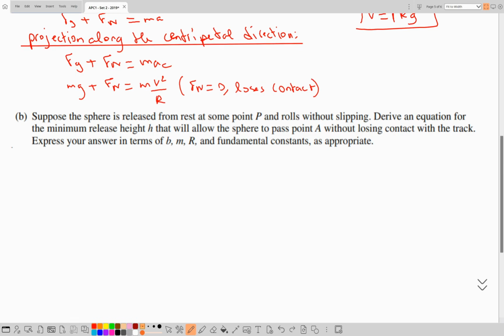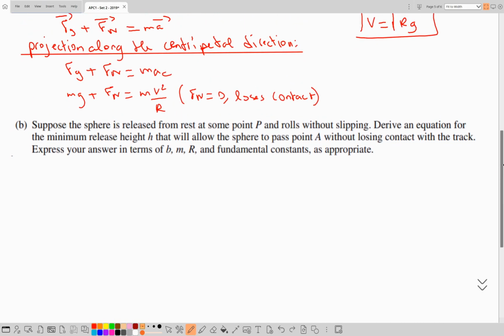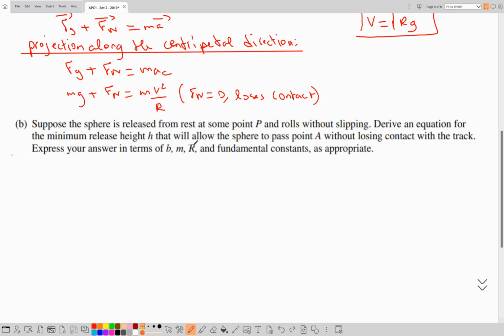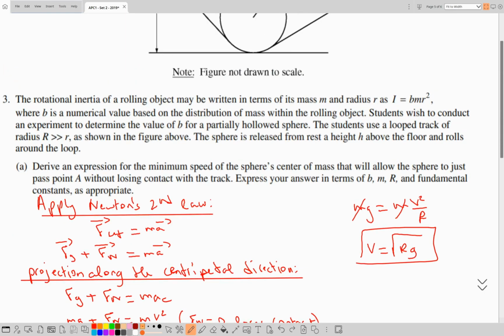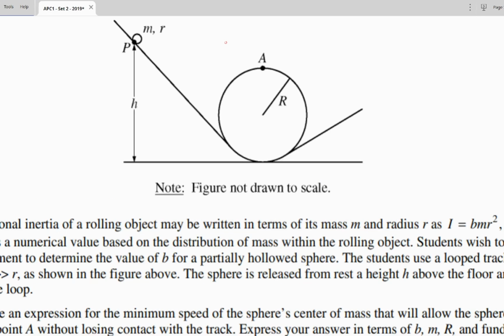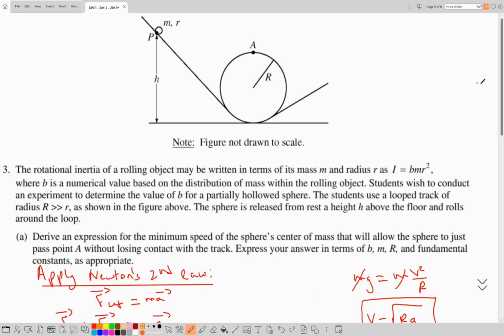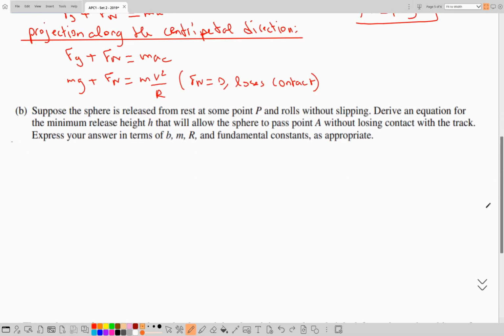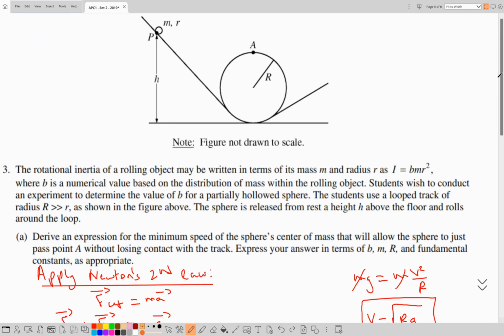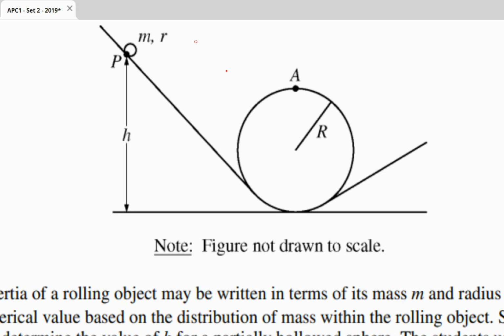Rotational and translational. And because we're interested in relating the height to the point A, which is related to the point of losing contact, we need to apply the conservation of energy. And here, before we apply it, we need to set our PE level. Usually we take it to be the final position of the center of mass.